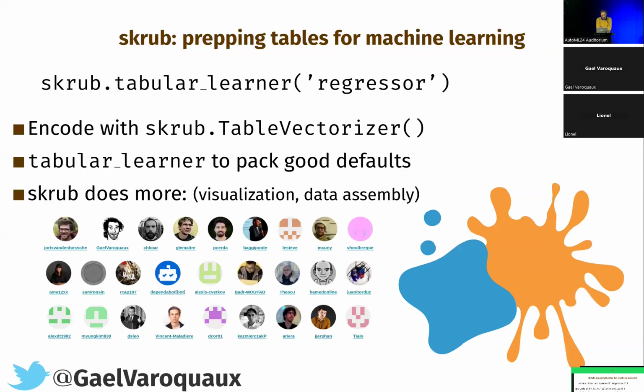Finally, I'm super excited about Skrub. For data preparation, the TableVectorizer is super useful, but really the goal is to have a package that facilitates machine learning on tables. We're going to pack more and more good defaults into the tabular learner, and we're super happy to hear from you, ideally with empirical evidence. As you've seen, Skrub does much more. You've seen a bit of visualization with the table report, but it's going to work on data assembly much more.